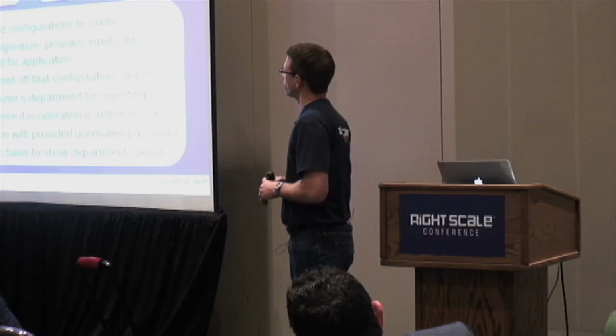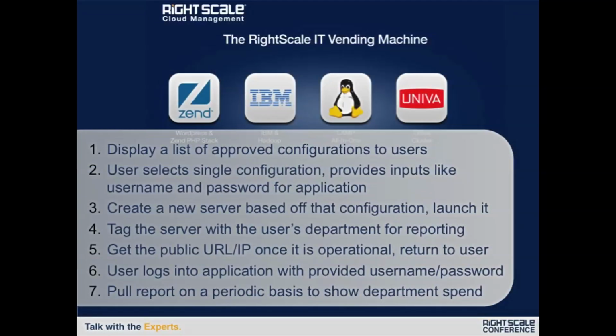So the typical vending machine goes like, you display a list of approved configurations to users, and that's just your web page. The user selects a single configuration.